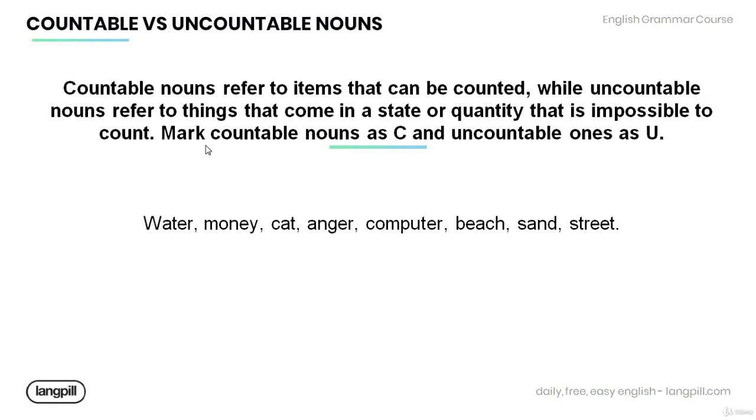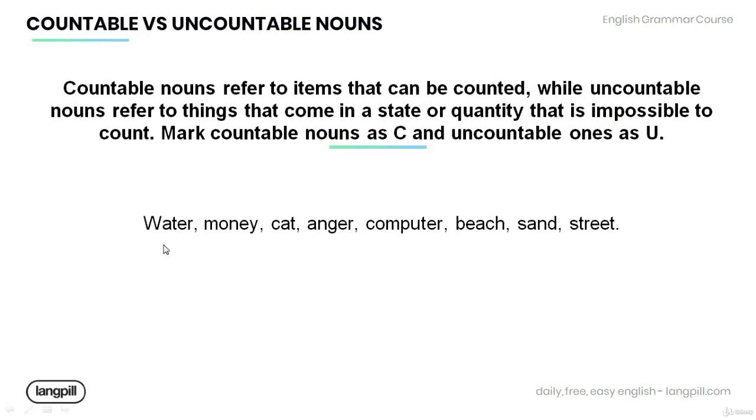Now let's review and practice a bit. Remember that countable nouns refer to items that can be counted, while uncountable nouns refer to things that come in a state of quantity that is impossible to count. Read the following words and mark countable nouns as C and uncountable nouns as U.